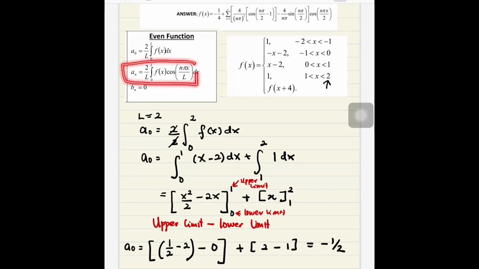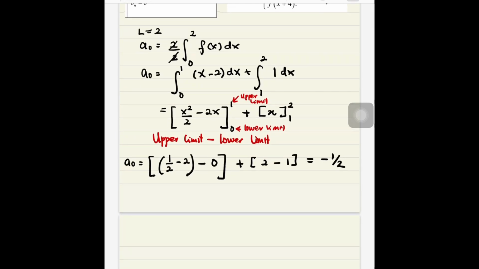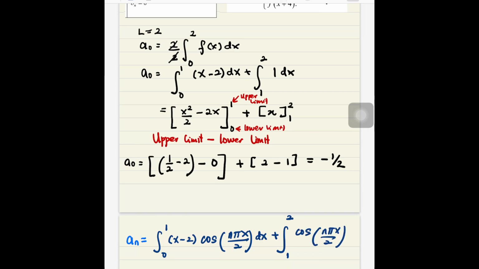Okay, so for your An, for you to calculate your An, you just have to use this one, but you need to multiply by cos n pi x over L. So therefore your An is equal to the integral from 0 to 1 of x minus 2 times cos n pi x over 2 dx, plus the integral from 1 to 2 of 1 multiplied by cos n pi x over 2 dx. Okay, so remember here, this one we already cancelled out to be 1, so that's why you don't have any value up in front here.